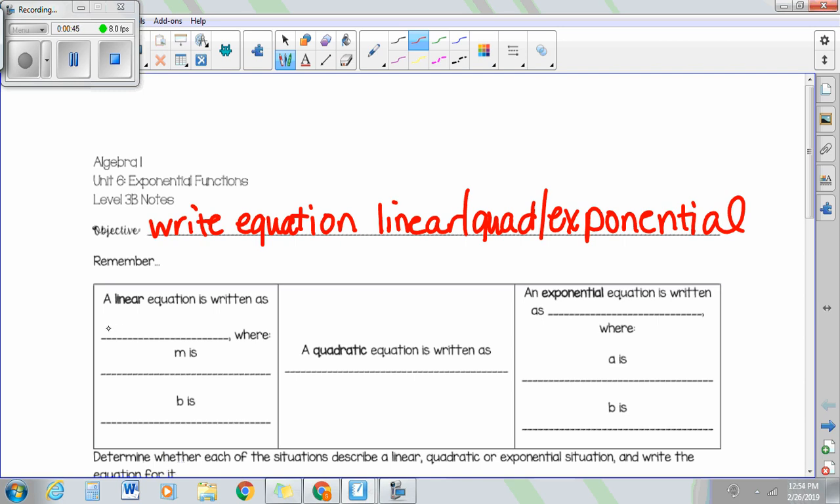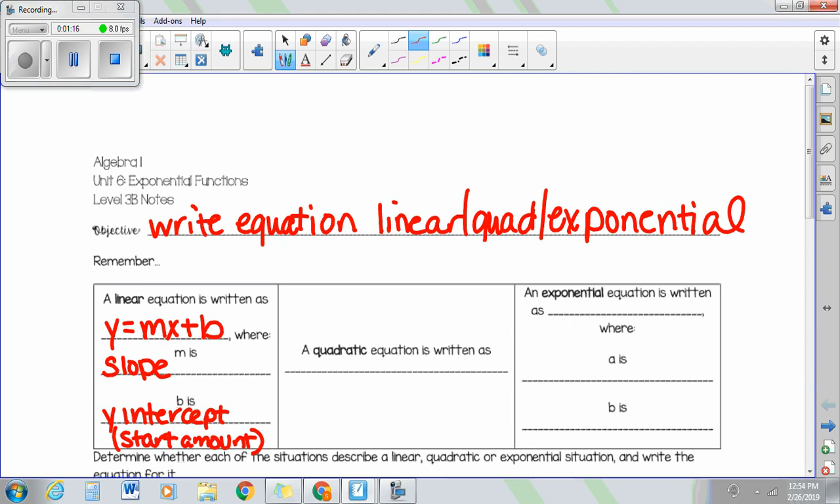A linear equation, if you'll remember, is y equals mx plus b. M is the slope. B is the y-intercept, or the starting amount. So we write those very frequently, right? Anytime you are adding or subtracting the same amount each time, that is linear.